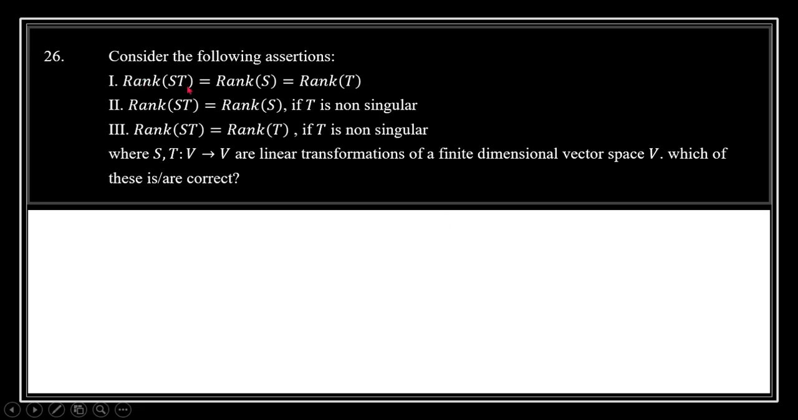Rank of ST is equal to rank of S is equal to rank of T. Second, rank of ST is equal to rank of S if T is non-singular. Third, rank of ST is equal to rank of T if T is non-singular, where S and T are linear transformations from V to V of a finite dimensional vector space V. Which of these is or are correct? Option A is only first, option B is only second, option C is first and second, option D is second and third.